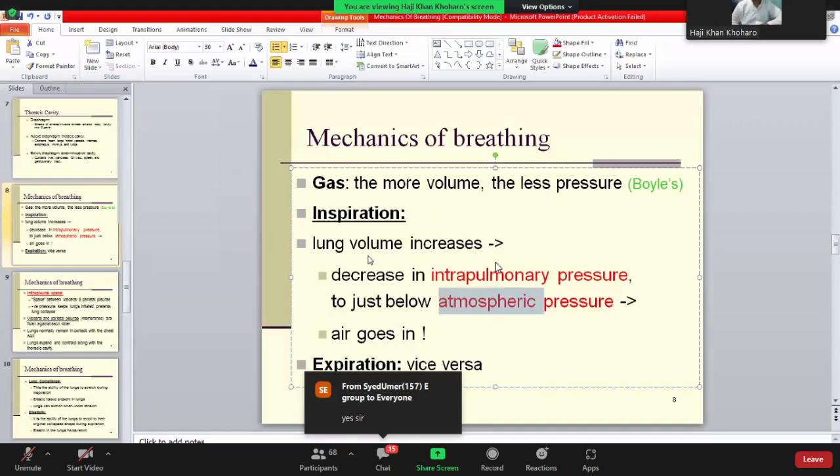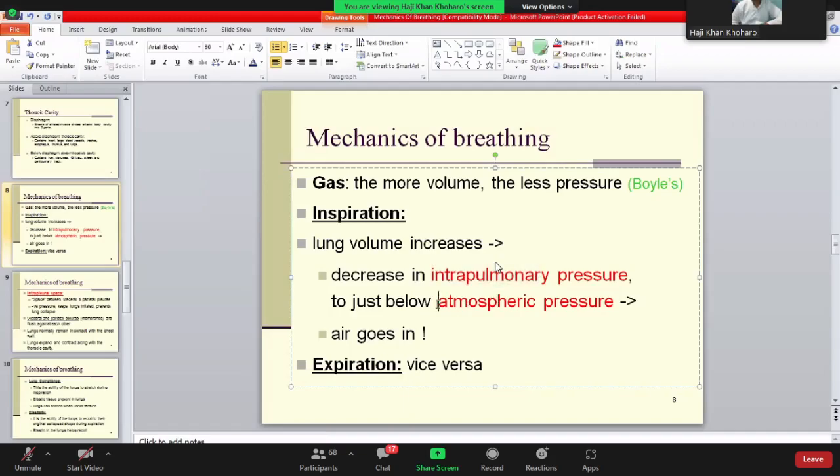Yes. So during inspiration, the intrapulmonary pressure is lower than atmospheric pressure, and the air moves inside the lungs. And during expiration, what happens? The intrapulmonary pressure increases more than atmospheric pressure, therefore air leaves the lungs. So this is the story of two most important pressures. One is known as intrapulmonary pressure and the other is known as atmospheric pressure.